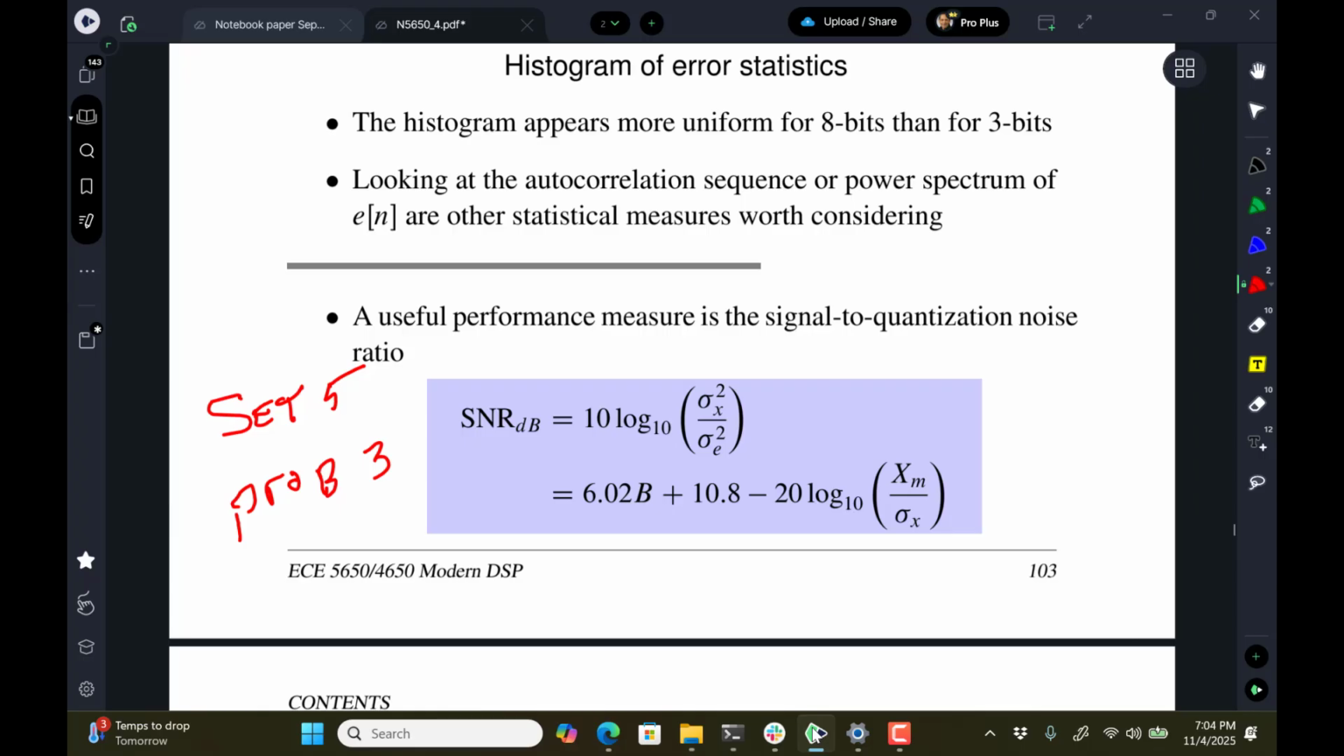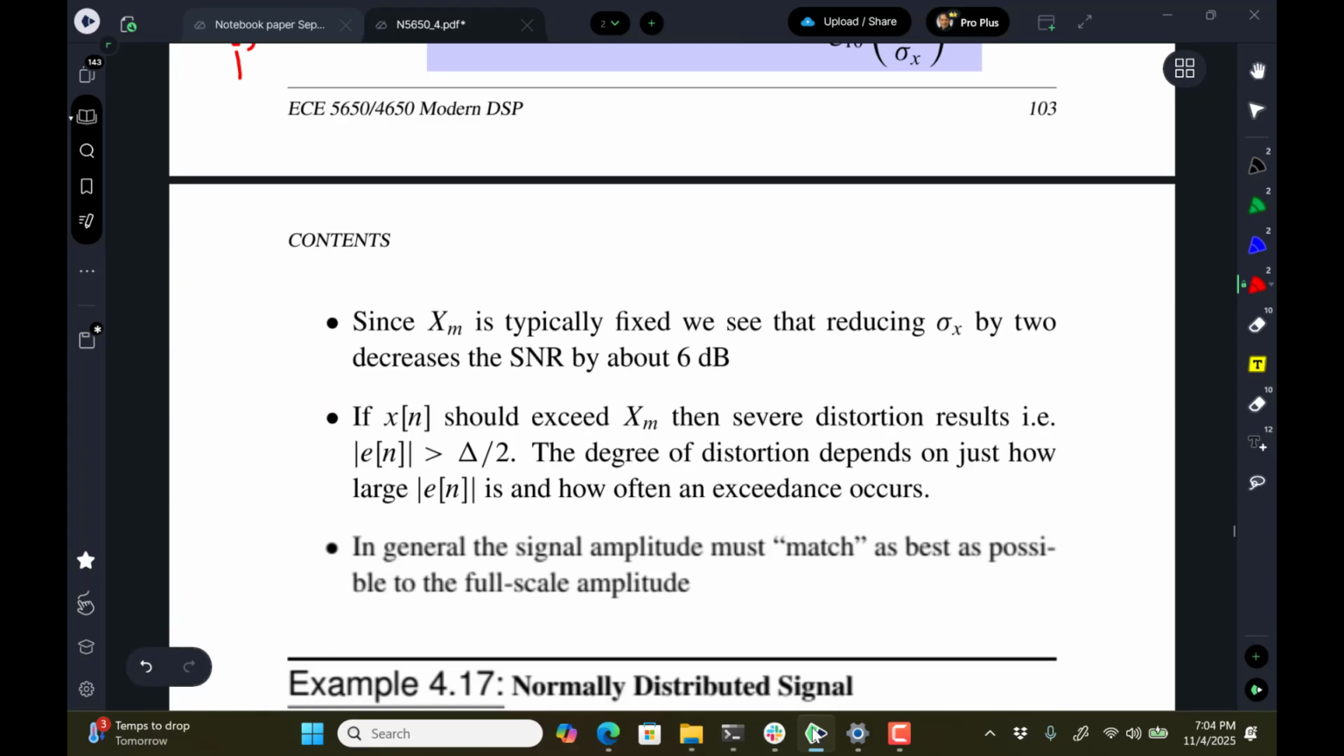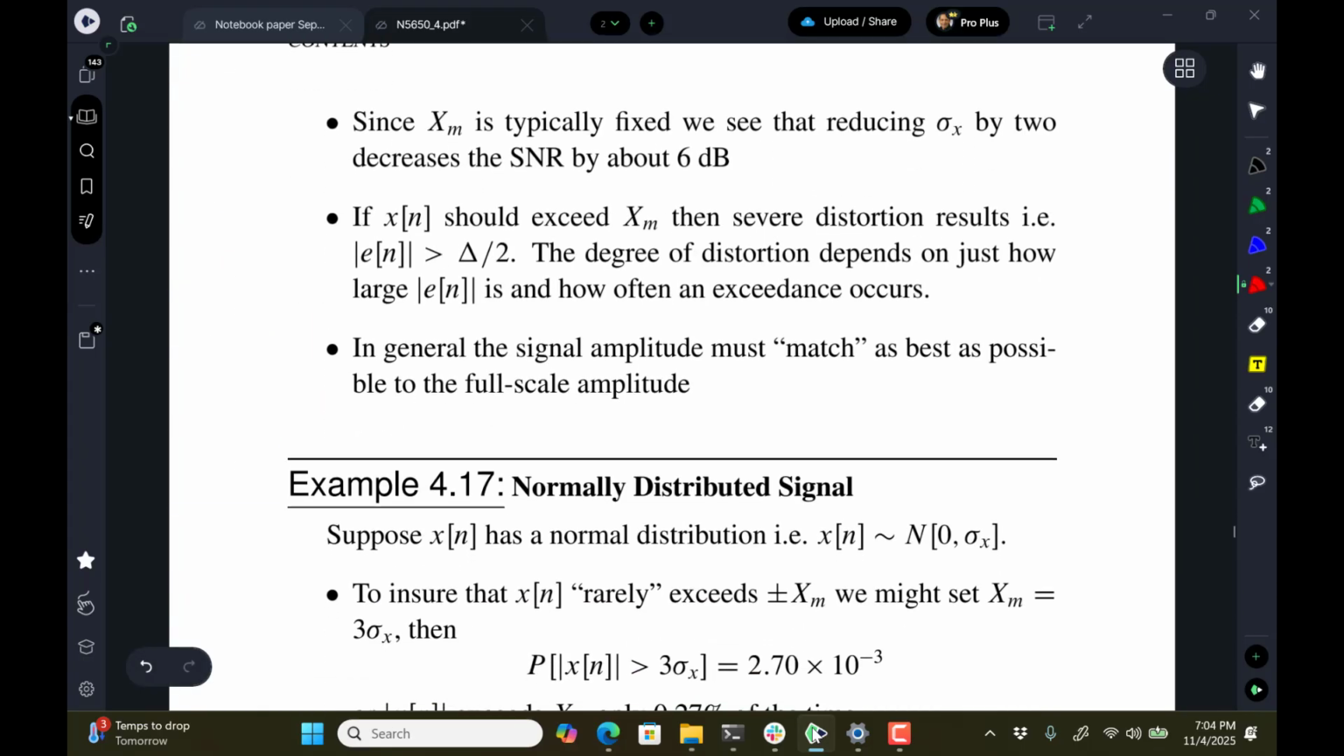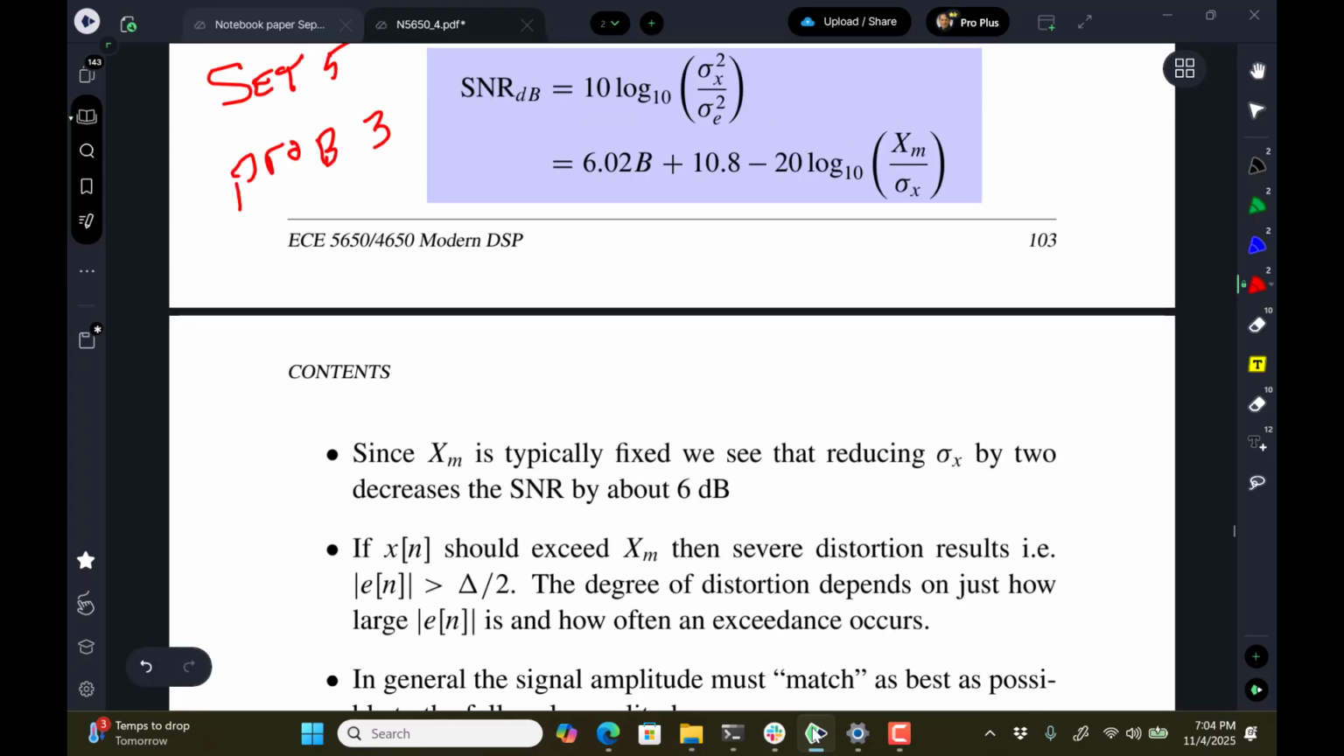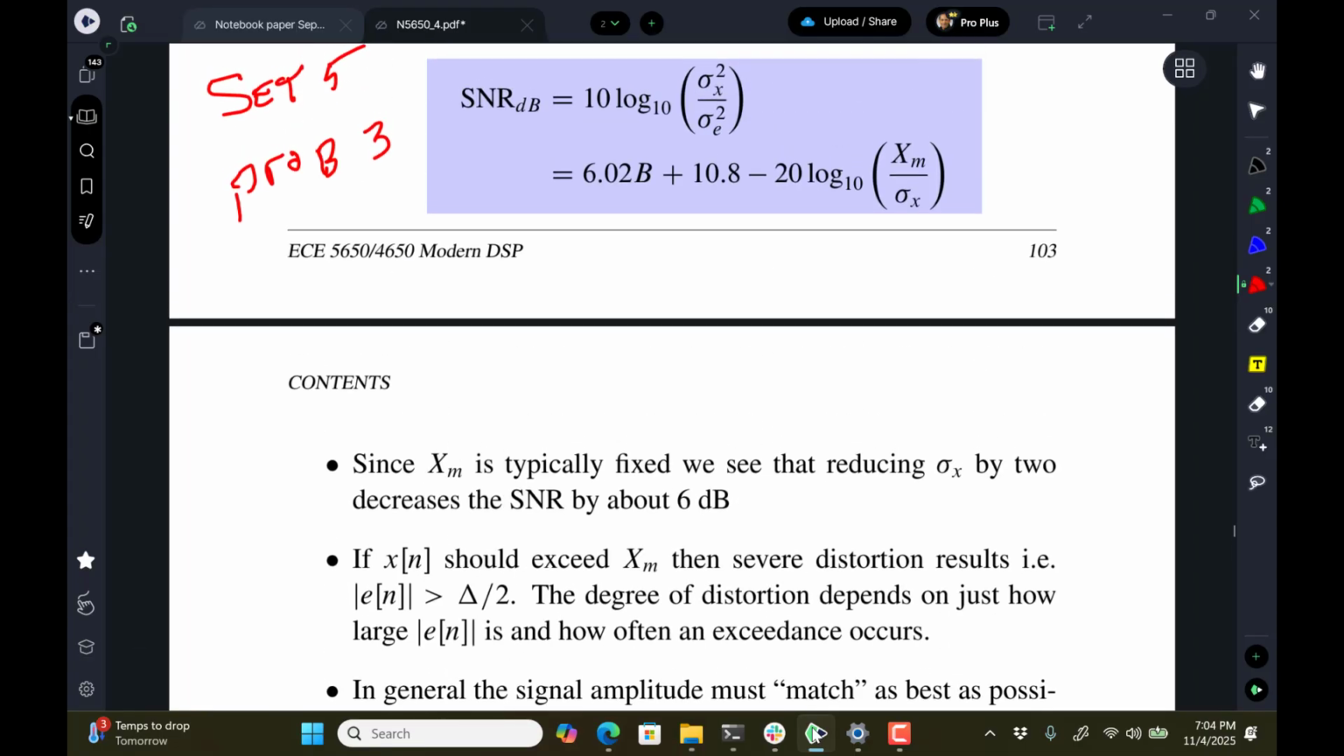What you see from this second version, though, is that if B changes by 1, we're either adding or subtracting 6 dB. So that's what bits of precision means in signal to quantization noise ratio. It's going to jump in 6 dB steps as you add or remove bits.